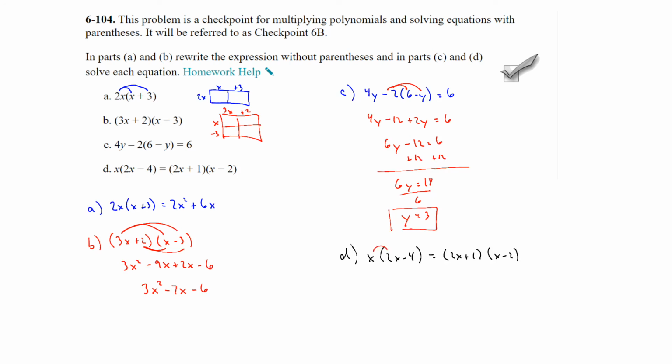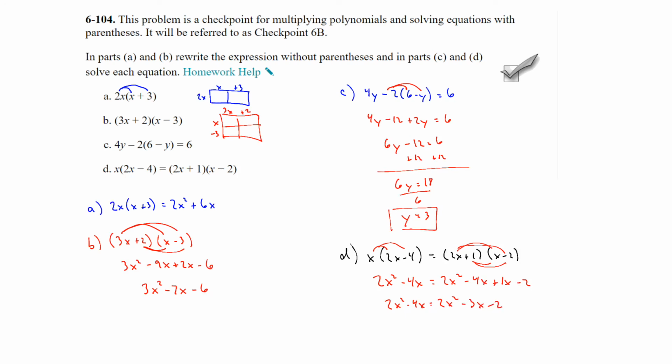So in the first one, we're just going to distribute the x. That's 2x squared minus 4x. And then on the second one, we have 2x squared minus 4x plus 1x minus 2. Alright, and so from there we can combine our like terms on the right side. So that'll be 2x squared minus 3x minus 2.